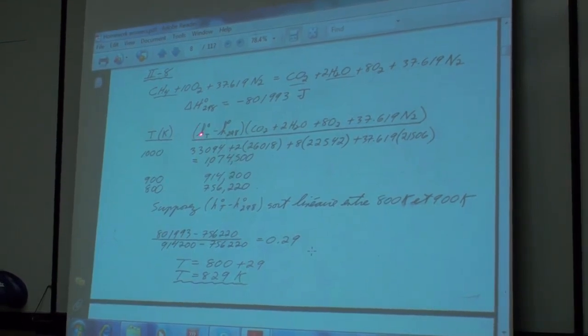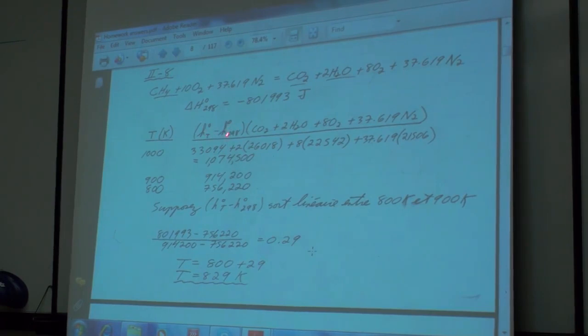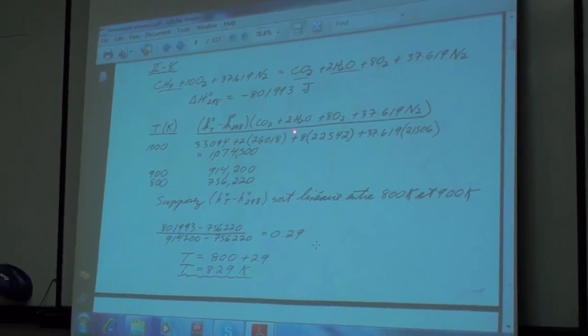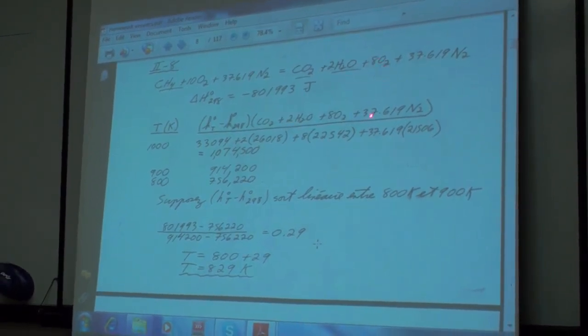So here I'm taking H minus H298. This is the heat required to heat 1 mole of CO2, 2 moles of water, 8 moles of oxygen, and 37 moles of nitrogen from T298 to T from the table. So I just add up the columns in the table. I make my own little table. This would be the amount at 1,000 degrees, this at 900, this at 800. Clearly, the 801 is somewhere in between. I did a linear interpolation, and I end up with about 829 Kelvin.